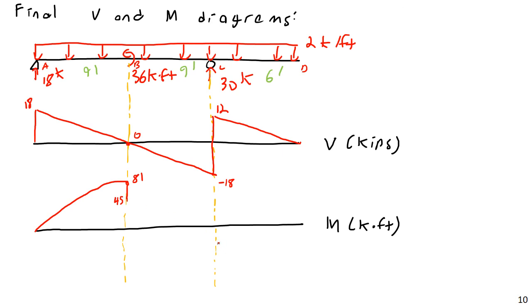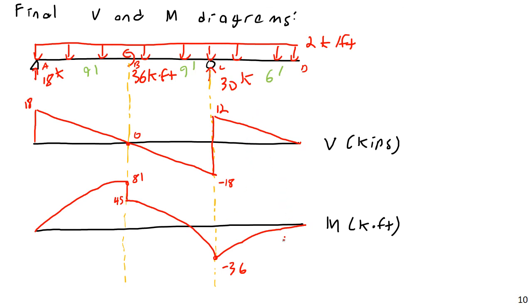Then we're going to have another parabola here that will drop down to negative 36. So we'll decline parabolically to negative 36, and then we'll increase parabolically back to 0. Something like this. And this isn't so important because we already have the functions, so we can just plot them.